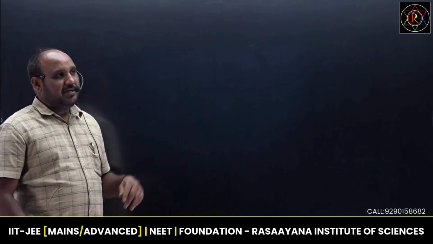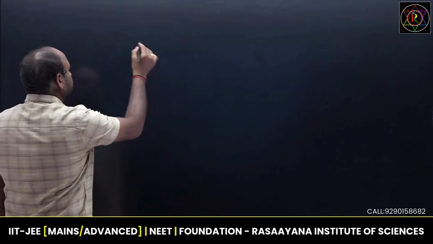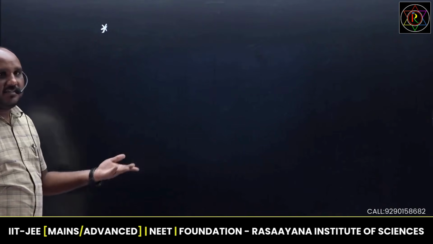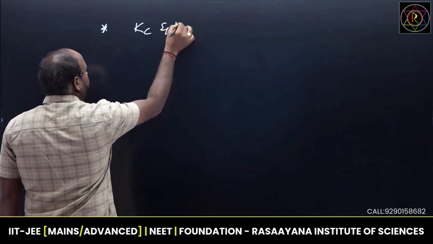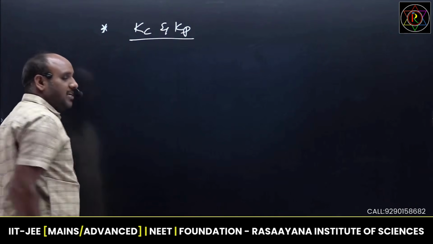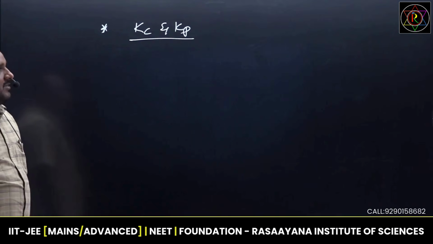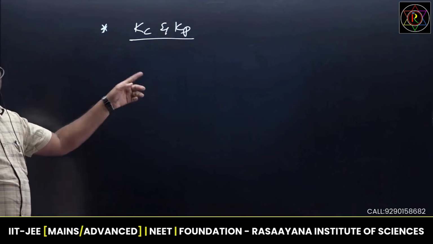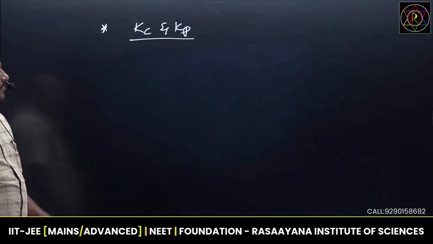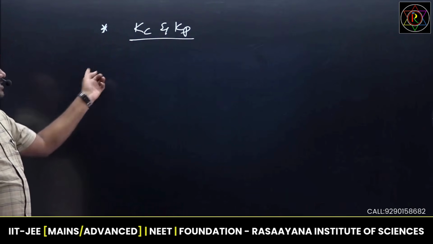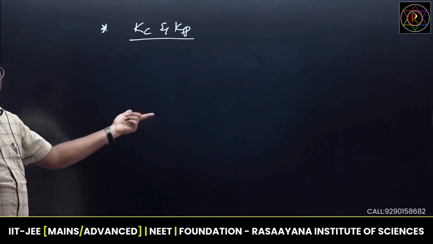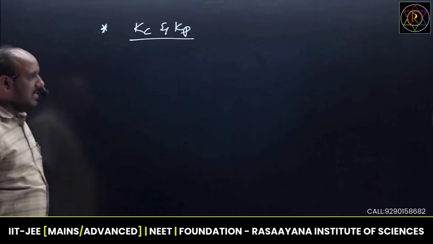Hello dear students. So previously we discussed chemical equilibrium. In addition to that introduction, we are going to discuss some more concepts. The equilibrium constants Kc and Kp, how we write them for equilibrium reactions, what their units are, how we express them, what the relation between them is, and what the characteristics of these equilibrium constants are.